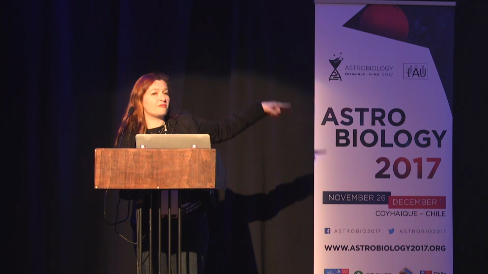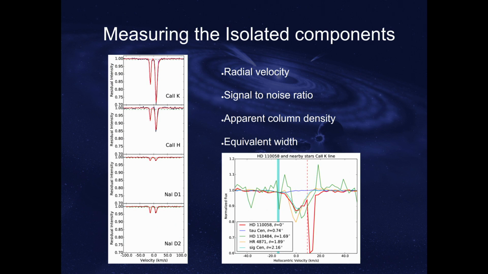And for instance, at the left, there's an absorption common in all these different stars. But the red one, which is my target, is the only one that has an absorption, and it's close to the radial velocity of the star, which is marked by that vertical line. So that one is circumstellar, and the left one is interstellar.